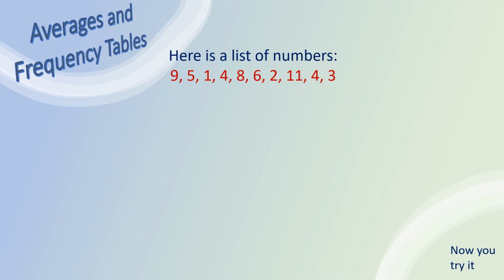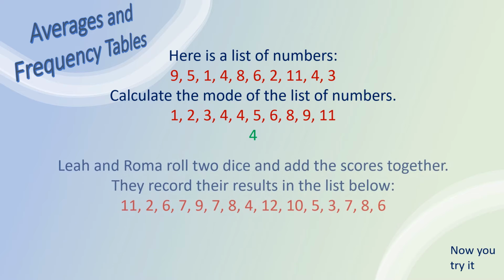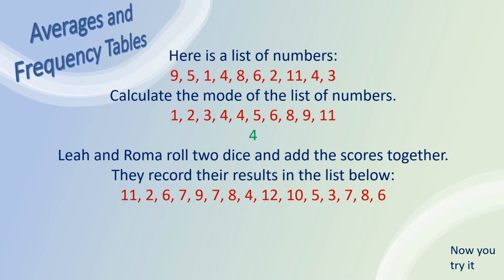So now you try. Here's a list of numbers just like before. All right, let's calculate the mode. Pause the video. How did you do? All right, again, rearrange from left to right, small to large, and you can see the mode is 4.